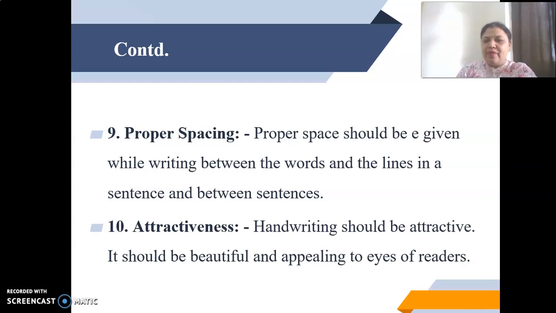Attractiveness. Handwriting should be attractive. It should be beautiful and appealing to the eyes of readers. That also makes a proper impact on the readers.